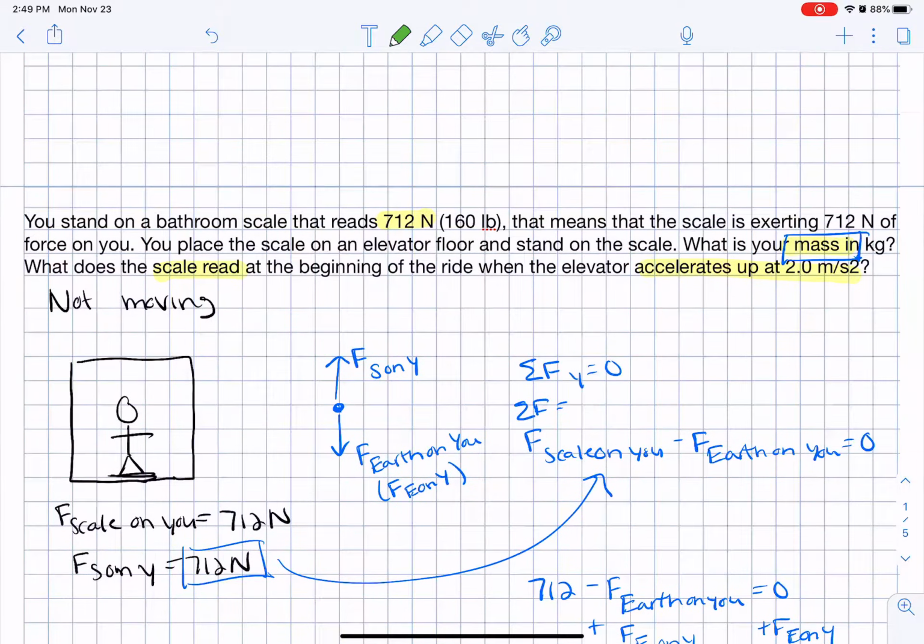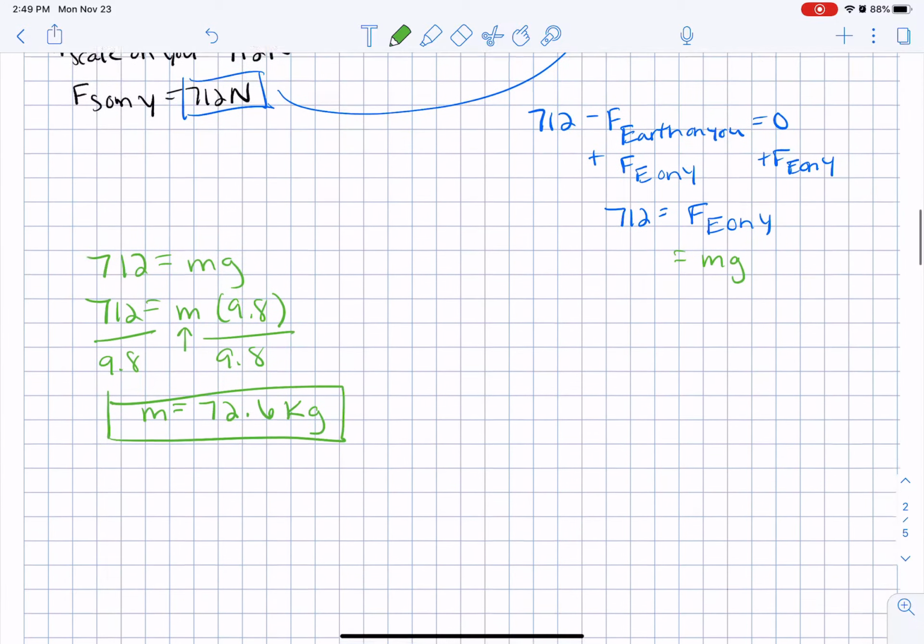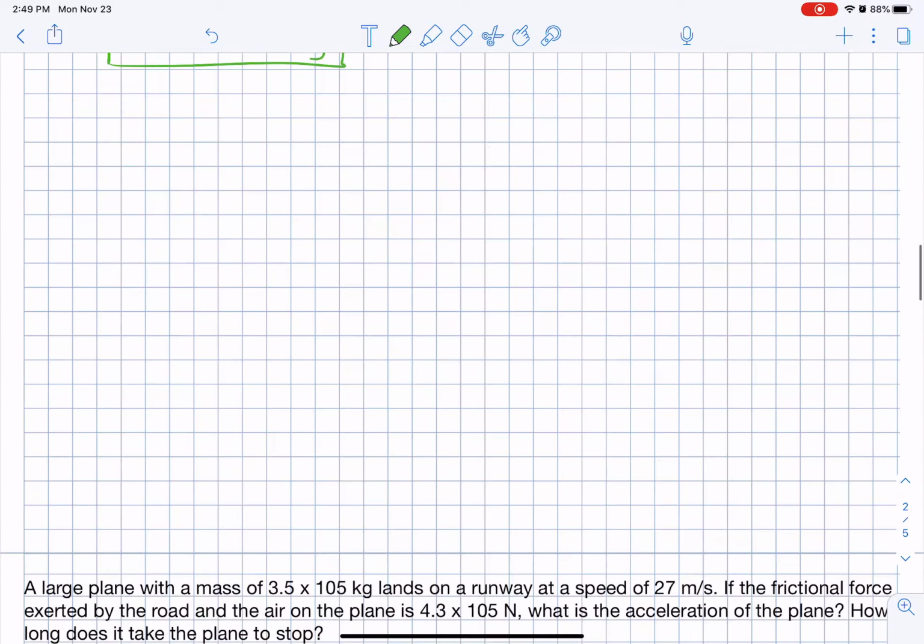All right, now it's asking us for a second question. Now we're going to have the beginning of the ride. It's accelerating upwards at 2 meters per second squared. So now let's draw a second force diagram.